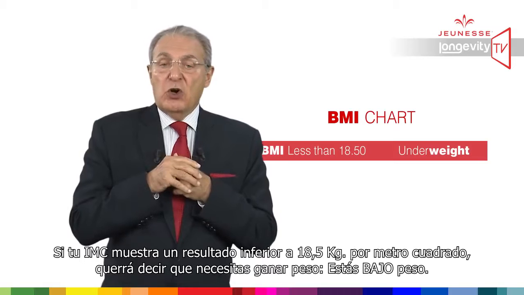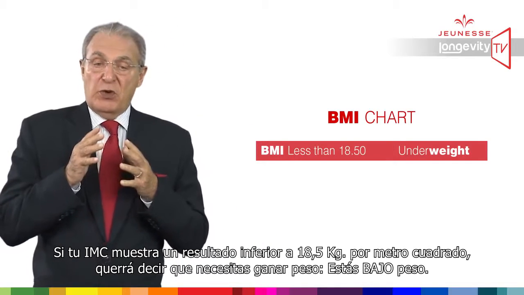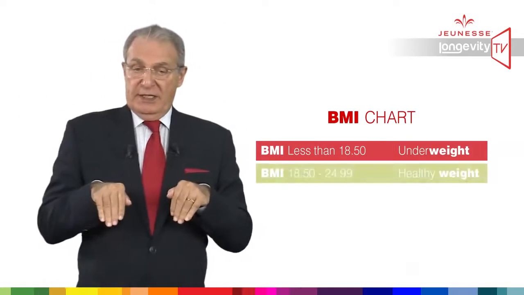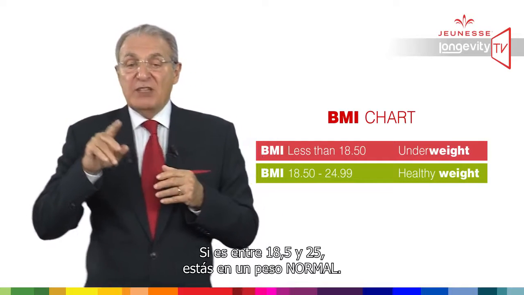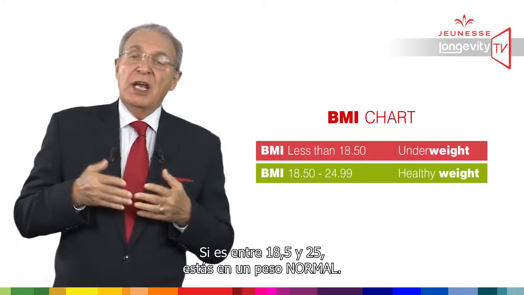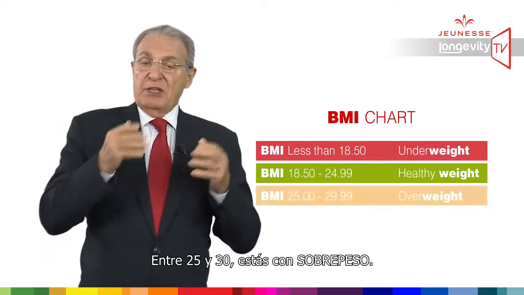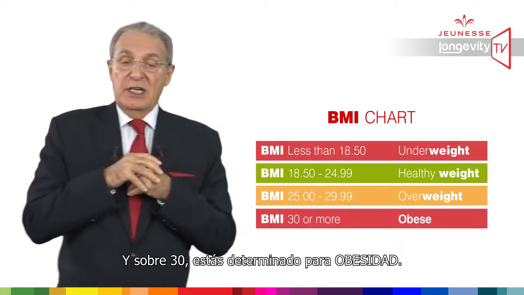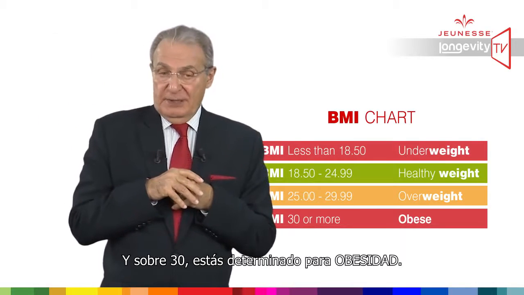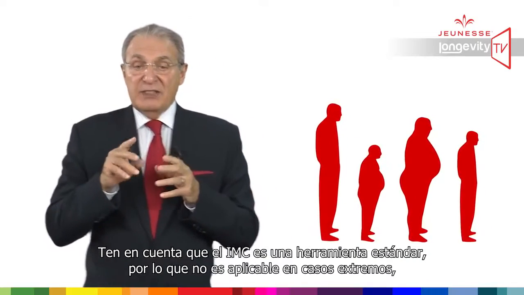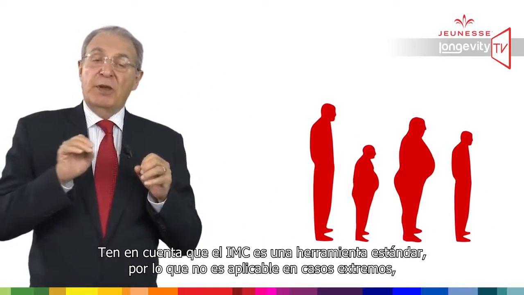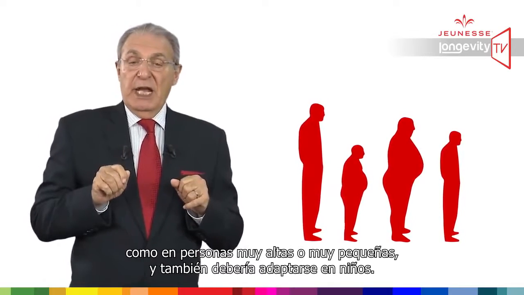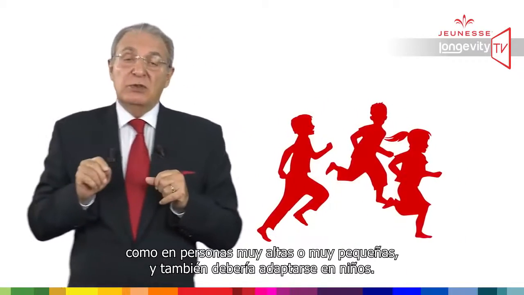If your BMI score is under 18.5 per square meter, it means that you need to gain weight. You are underweight. If it is between 18.5 and 25, you are in the normal standard. Between 25 and 30, you are overweight, and above 30, you qualify as obese. Note that BMI is a standard tool which does not apply in extremes like very tall people or very small people, and also should be adapted for children.